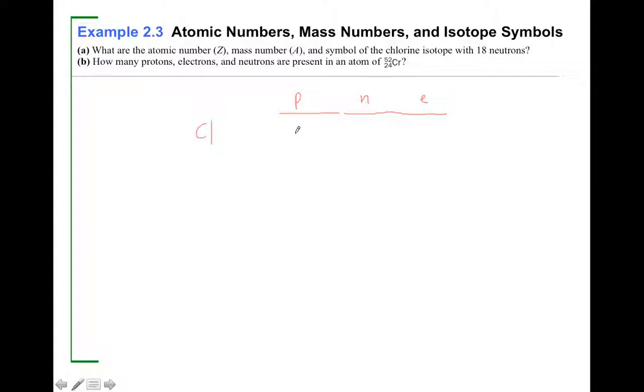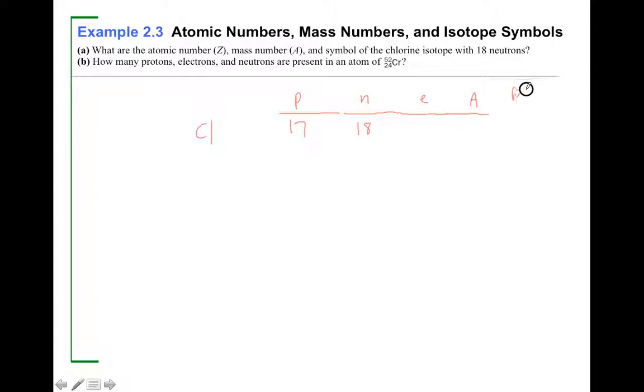Well, I don't know. I'm going to have to go look at my periodic table. I see chlorine near the top right of the periodic table, and it's got the number 17 on top of it. That's the atomic number. The atomic number is the number of protons, so this is 17. And it has 18 neutrons. I'm going to put another column over here. I'm going to leave electrons empty. It doesn't even say anything about electrons for this particular question.